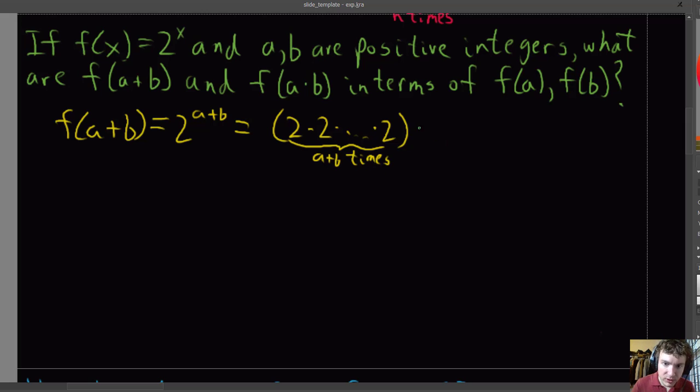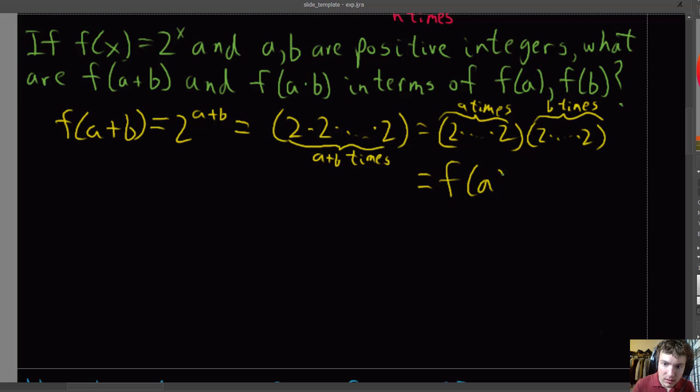But since multiplication is commutative and associative, we can just split this up into 2 groups, where the first group has a of those copies of the factor 2, and the second group has b of those factors, so one of these is a times, and the second is b times. And of course that's simply f of a, because this is 2 to the power a, times f of b. So this is a very nice property. It works for integers based on counting. f of a plus b is f of a times f of b.